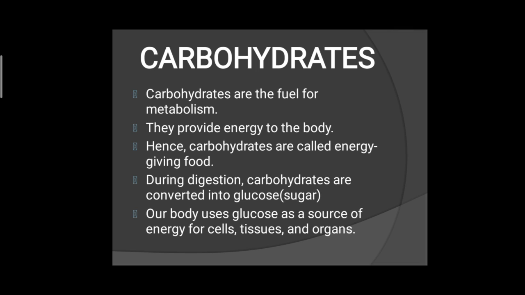So what are proteins called? Proteins are called body building food. Carbohydrates are called energy giving food. Do you understand? Then during our digestion, the carbohydrates are converted into glucose. It's a very important point. During digestion, protein is converted into amino acids, and carbohydrates are converted into glucose.